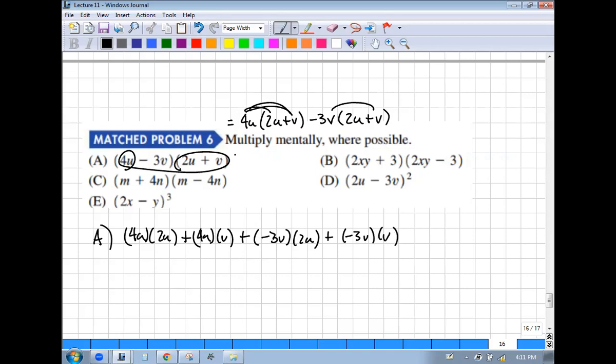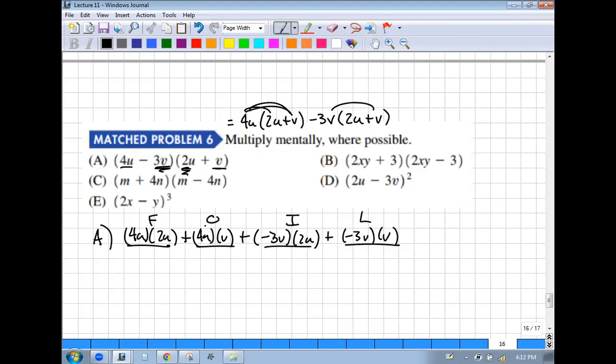If you look at this, this is why they tell you FOIL. Again, it only works for two things, right? You have the first two terms, the last two terms, and then the outer and inner. Which ones are these? The first two, yeah, those are the first two. Those are the last two. These are the inner ones.